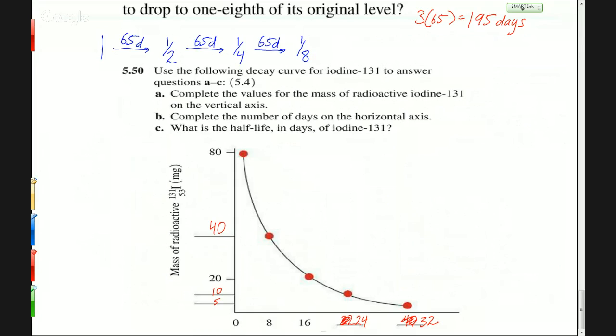But why do we double? We double the days? No, we double the mass. We only count the days up by 8, 8, 8, 8, 8. And you're going to create a chart like this in lab on Wednesday when we look at some nuclear isotopes.